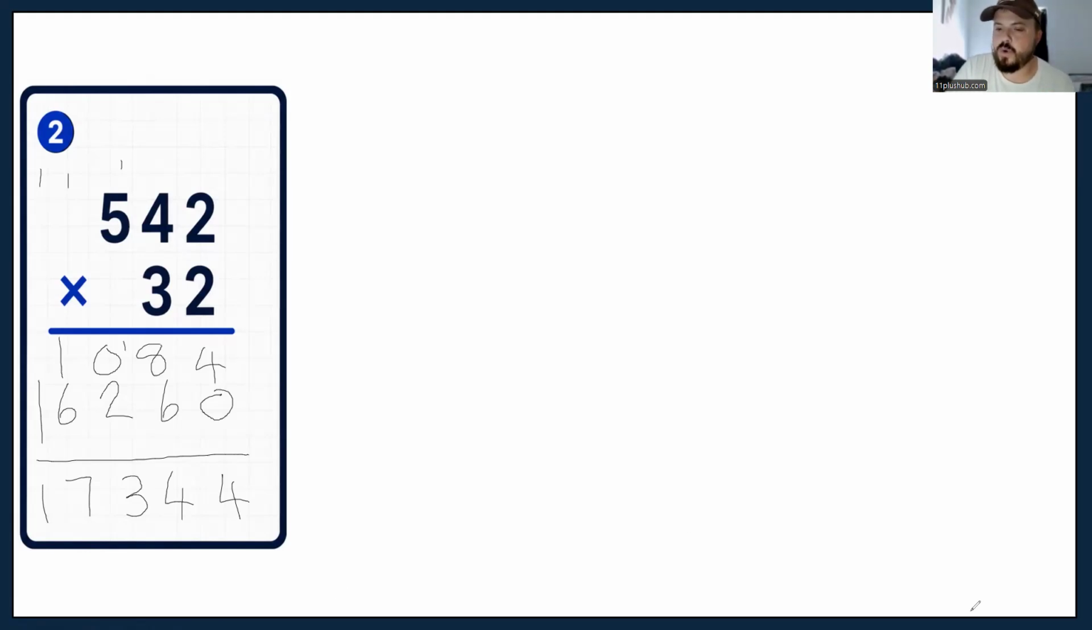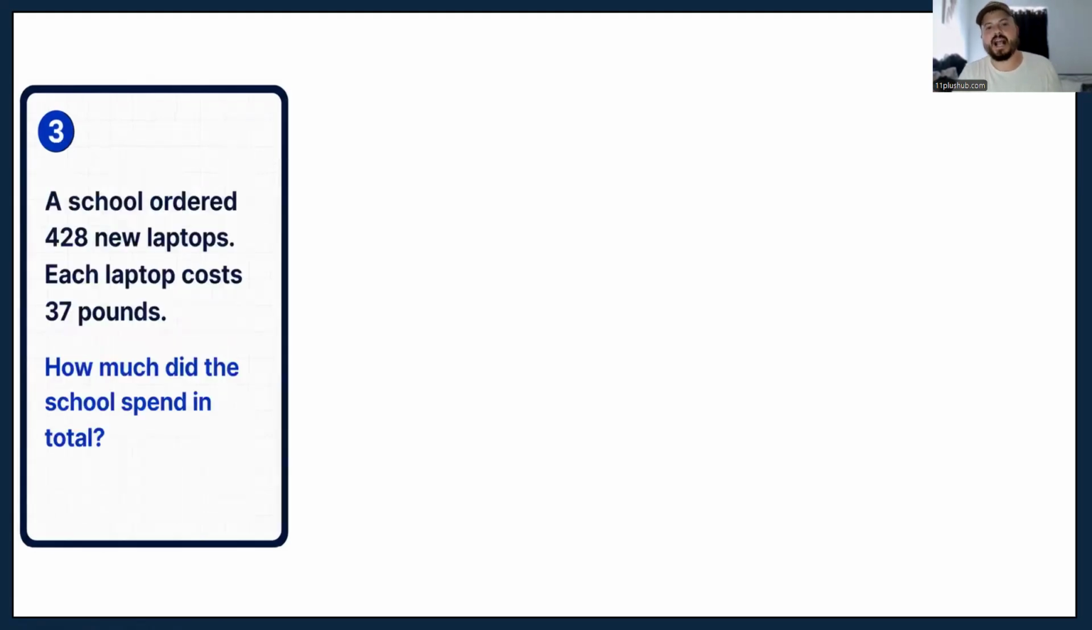Okay, so we have got one more question to go through, which is our word problem. A school ordered 428 new laptops. Each laptop costs £37, which is a pretty reasonable price for a laptop. How much did the school spend in total?